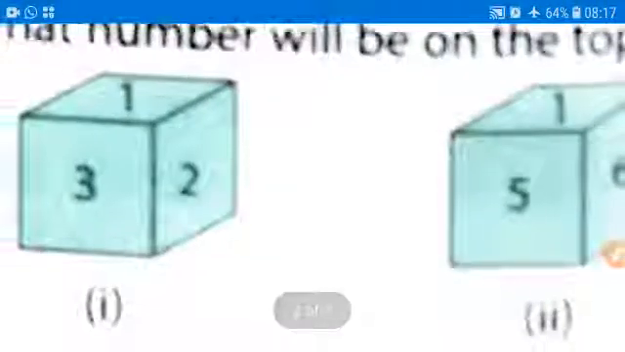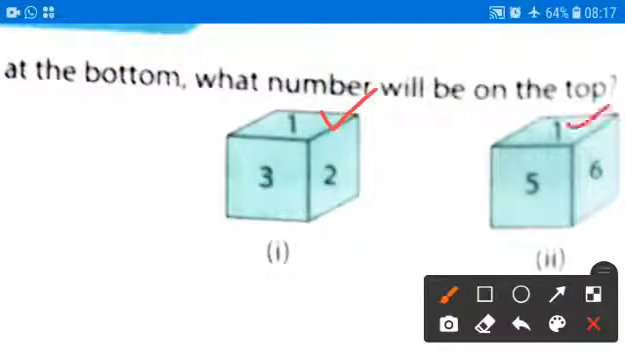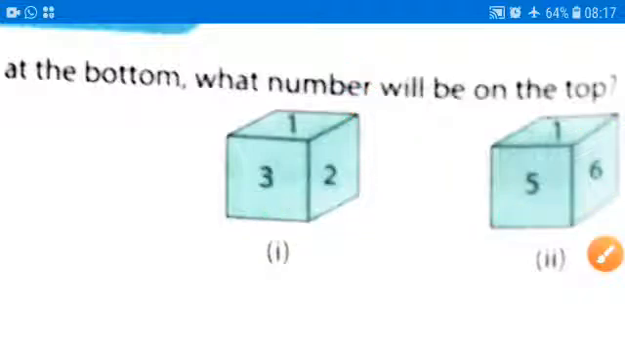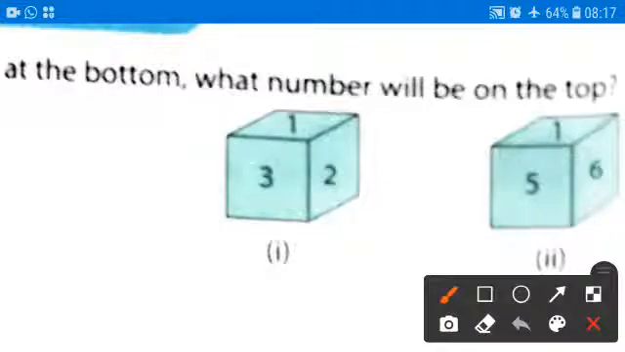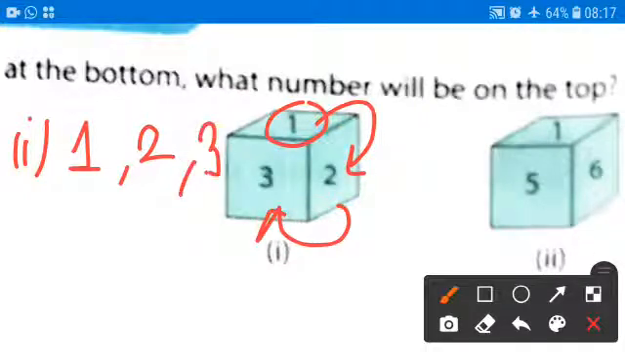Here you can see at the top we have 1, then 2, then 6, and then 3 and 5. First of all we have to take the common number. The common number is 1. In the first dice, we start with 1 and rotate clockwise: 1, then 2, and then 3. We just have to do it like this.